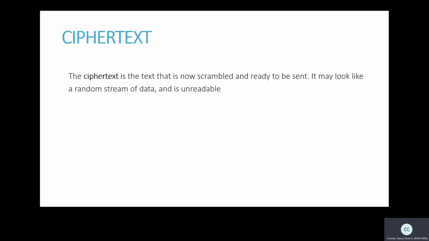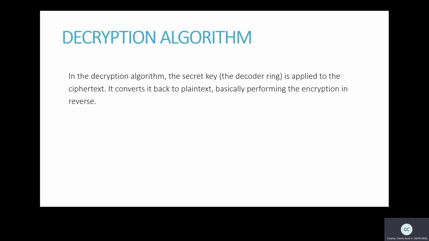It may look like a random stream of data and is unreadable. So, decryption algorithm. In a decryption algorithm, the secret key, the decoder ring, is applied to the ciphertext. Ito na yung susi in which we wanted to convert back into plain text. Basically, we're performing the encryption in reverse.